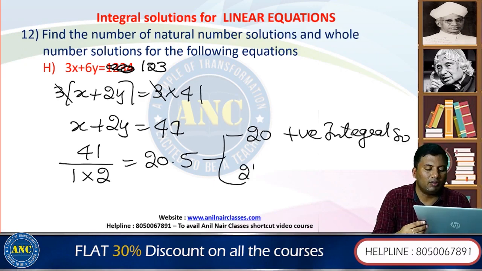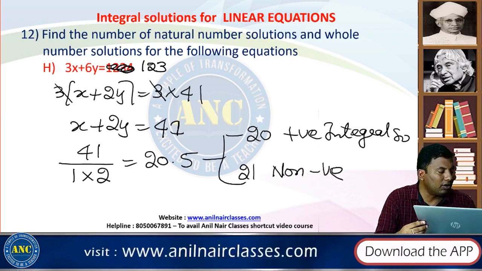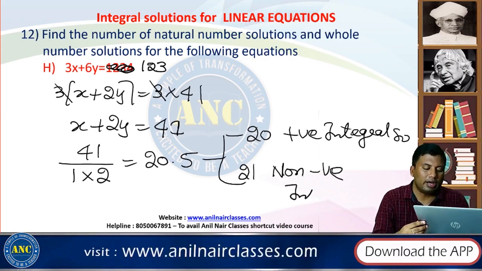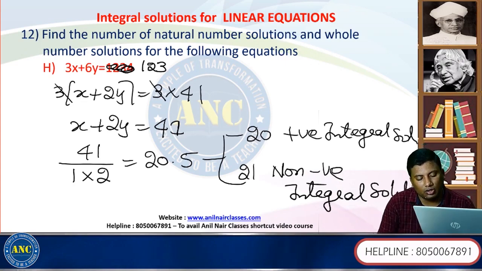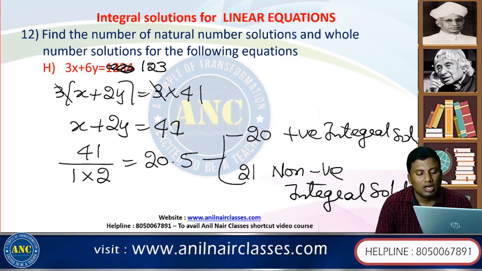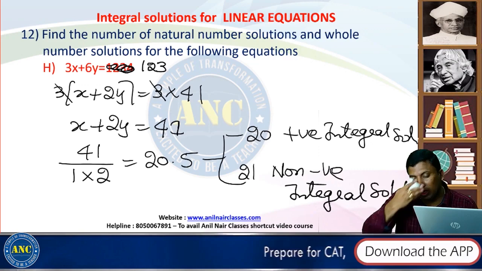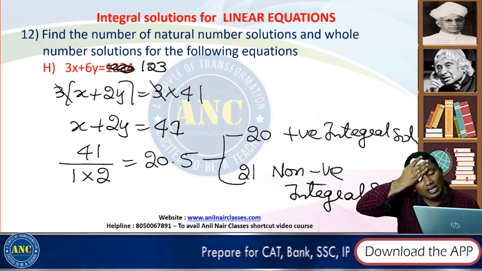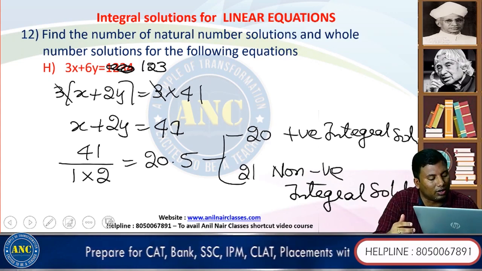And 21 will be the non-negative integral solution. 20 will be the positive integral solution and 21 will be the non-negative integral solution if the right hand side is a multiple of 3. 1234 is not a multiple of 3. If it is a multiple of 3, this is the method to be used. 12th one, I hope it is clear.